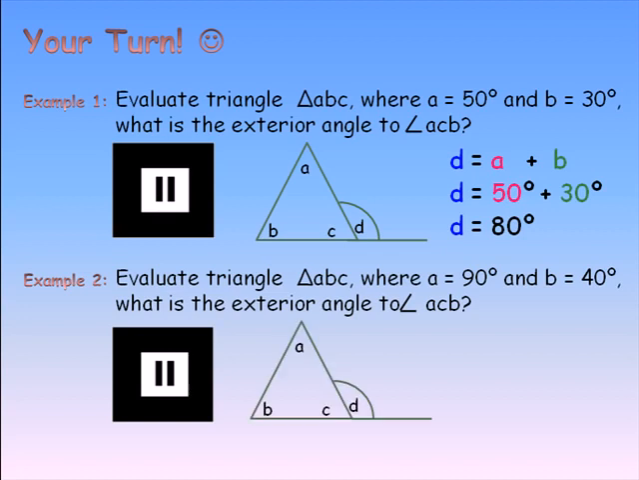What we should have done is draw a triangle. If you didn't do that in the first example, hopefully you managed to do that in the second. And again, we've got our rule, D equals A plus B. And now replacing A with 90 degrees and B with 40 degrees, we get D equals 130 degrees. Hopefully you got those both right. Well done if you did. And hopefully that will now explain exterior angles for you.